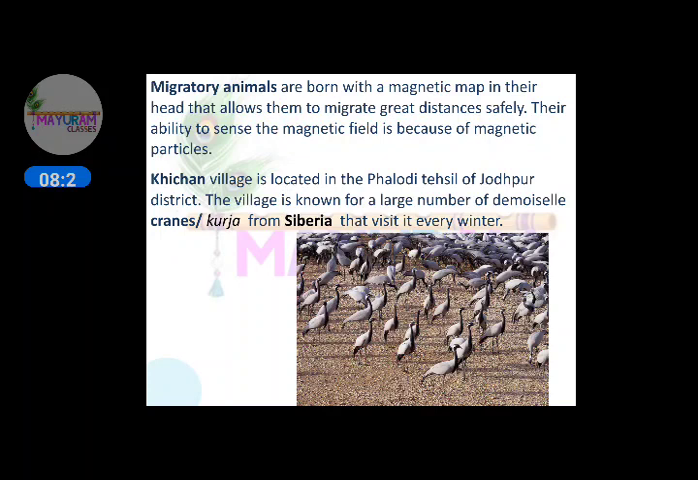Migratory animals are born with a magnetic map in their head that allows them to migrate great distances safely. Their ability to sense the magnetic field is because of magnetic particles present in their bodies. Khichan village is located in Phalodi Tehsil of Jodhpur district. The village is known for a large number of demoiselle cranes from Siberia that visit it every winter.